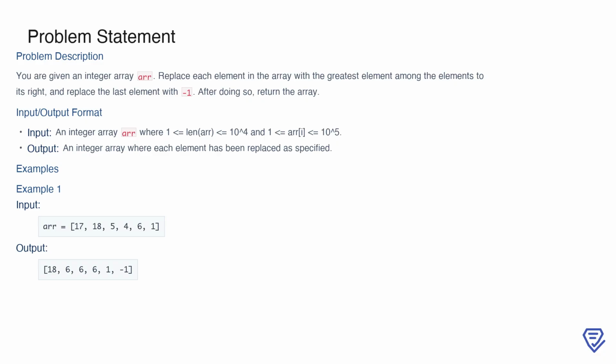The input array can have a length between 1 and 10,000, and each element is a positive integer between 1 and 100,000. Finally, the output will also be an integer array where all elements are updated according to the given rules.